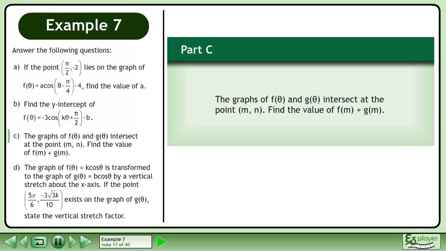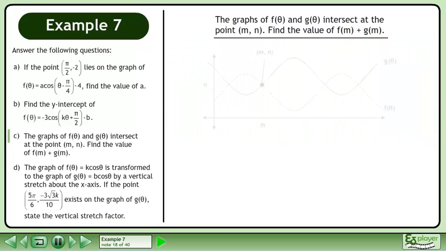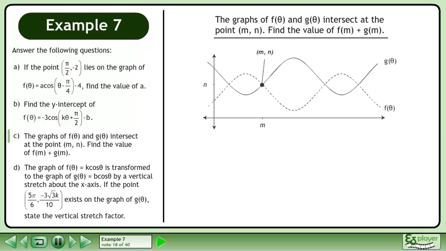Now we'll move on to part C. The graphs of f of theta and g of theta intersect at the point m, n. Find the value of f of m plus g of m. Bring up the graph showing f of theta and g of theta. F at m means what is the y value of function f when x equals m?